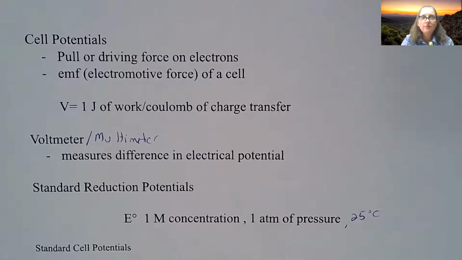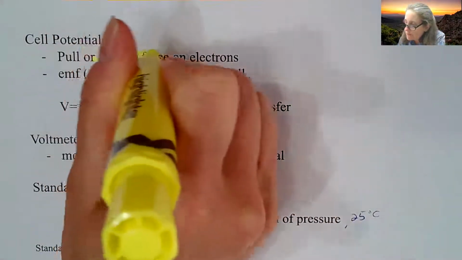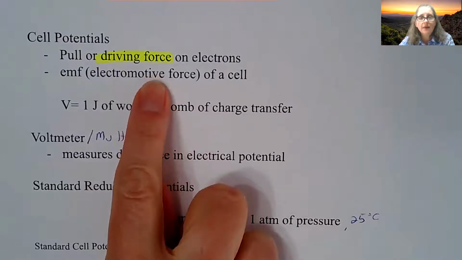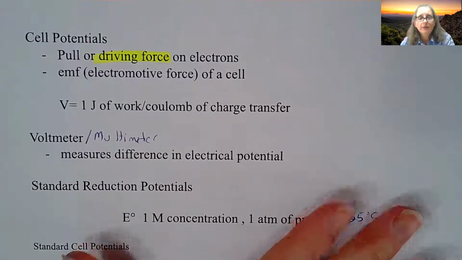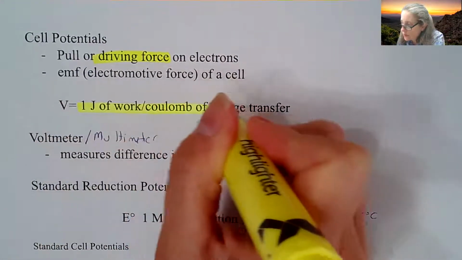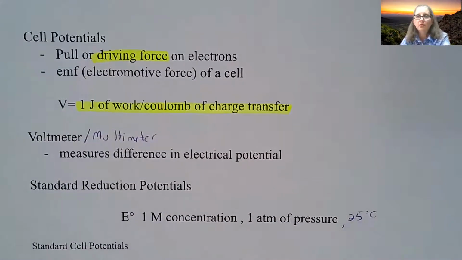So the cell potential, again, the whole point of doing this is to get some electricity. So we need to understand how much we are getting out from each particular cell. So the cell potential is the pull or the driving force on the electrons. Sometimes it's called the electromotive force, EMF, of a cell. We are going to focus on the fact that a volt is 1 joule of work per coulomb of charge transfer. So we're going to talk again about the coulomb a little bit more specifically in terms of a calculation.